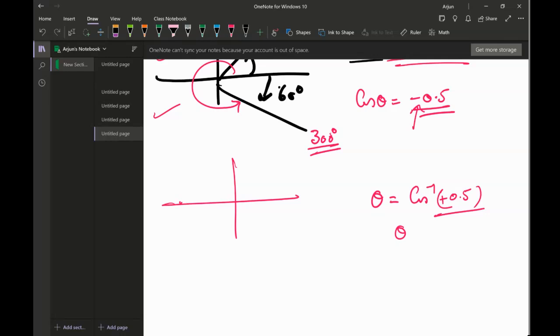So 60 degrees, it should be 60 degrees. I'm going to go in this quadrant, and 60 degrees in this quadrant. If I go from 180, this will be 180 minus 60, and this will be 180 plus 60. So the principal angle is 120 degrees, and 180 plus 60 will be 240 degrees.